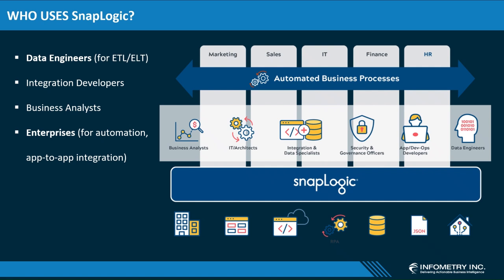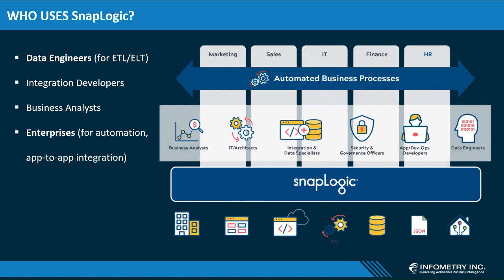Data engineers use SnapLogic to perform ETL and ELT processes, such as pulling data from databases, cleaning it, enriching it, and loading it into data warehouses like Snowflake, Redshift, Databricks, and more. Instead of writing long scripts, they can visually design their workflows using SnapLogic's drag and drop interface. This saves them a lot of time and reduces manual errors.